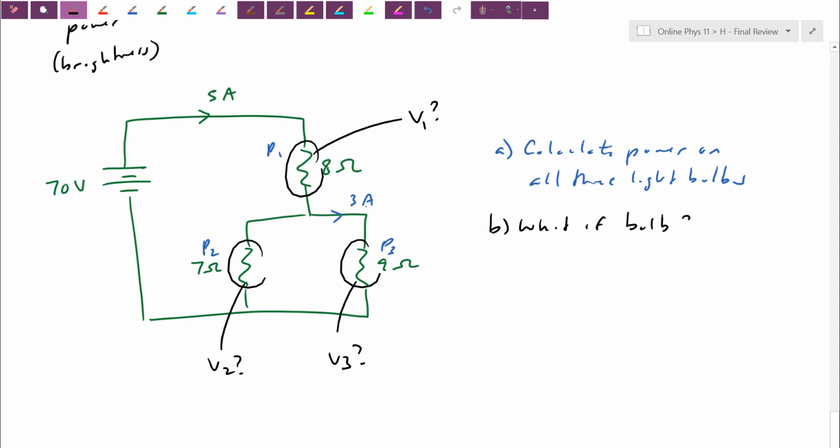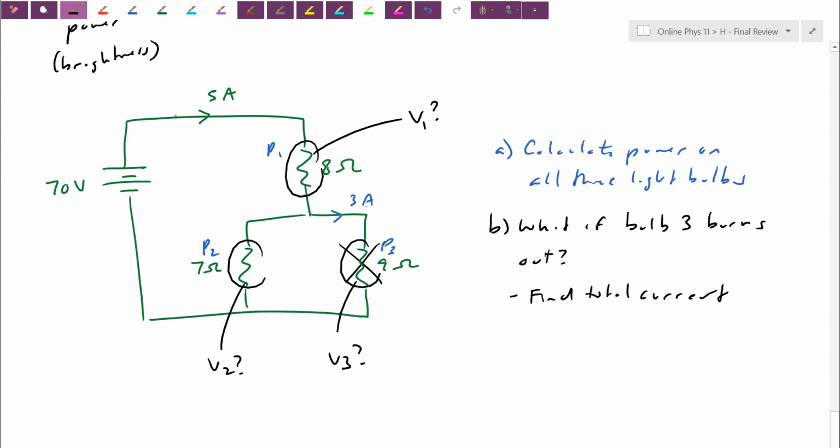bulb 3 burns out? Right. If bulb 3 burns out, it basically cuts off this path. Now I've lost that other potential detour here. The overall current is actually going to be a little bit less than 5. If bulb 3 burns out, I want you to recalculate here. Find, again, the total current. It's going to be less than 5 amps.